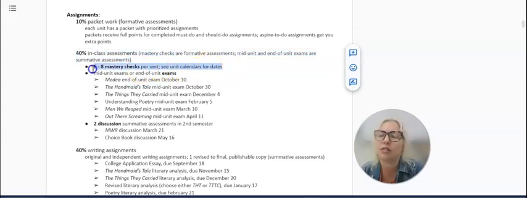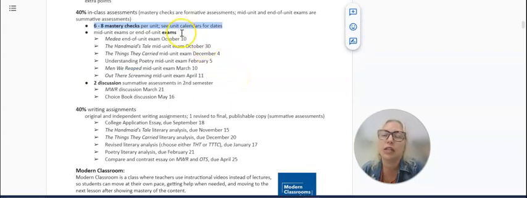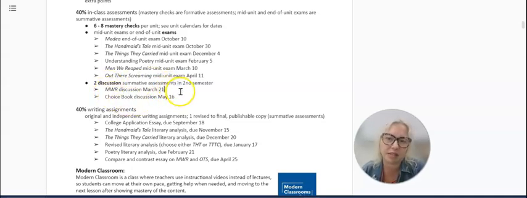Then we've got 6 to 8, so there's one for each lesson in each unit. And then each unit is either going to have a mid-unit exam or an end-of-the-unit exam, sometimes both. Although usually the end-of-the-unit assessments are in the form of writing assignments. So I put exactly what each unit has and when the deadline is. These are hard deadlines, okay? Most of these assessments are exams. We do have 2 discussion summative assessments. Those will come in second semester, so I'll talk to you more about those in second semester.